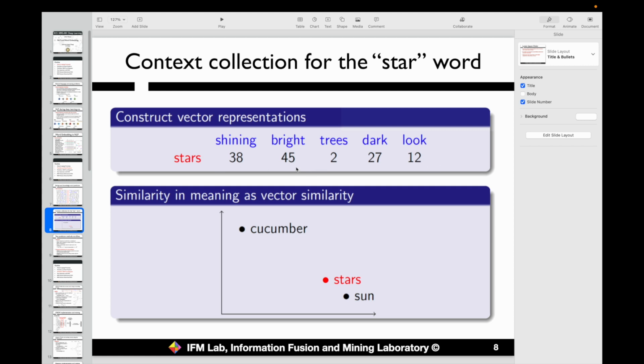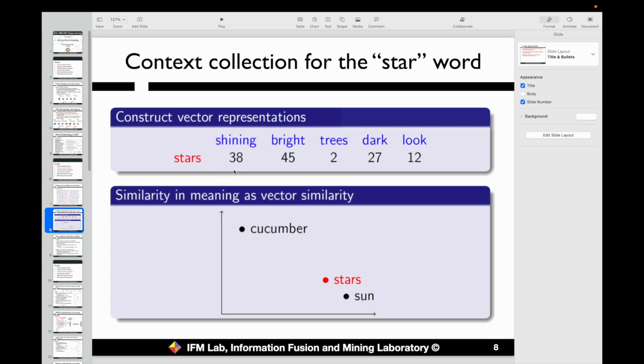Because according to some data, the word shining may appear very frequently, 38 times. Bright also appears very frequently, like 45 times. Then tree appears 2 times, dark 27 times, and look 12 times. We can extract these frequent words to define the representation for the words. This is a way we can define the representation manually, right, by extracting these frequent words.